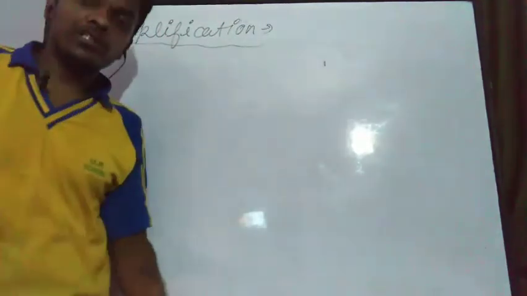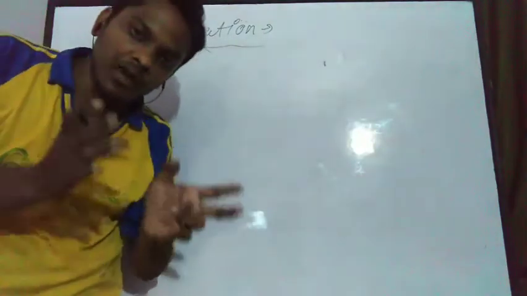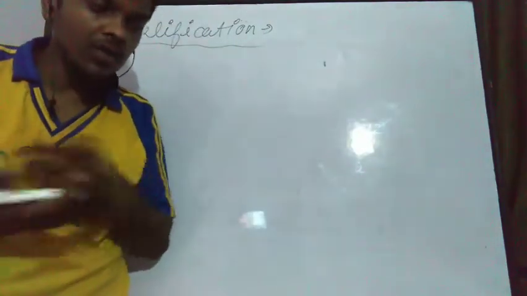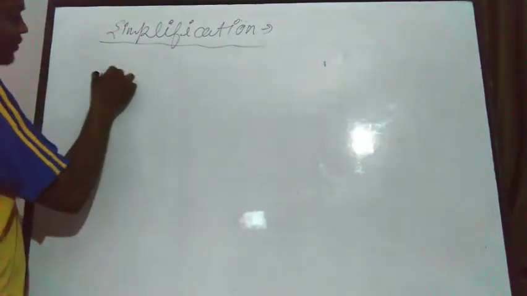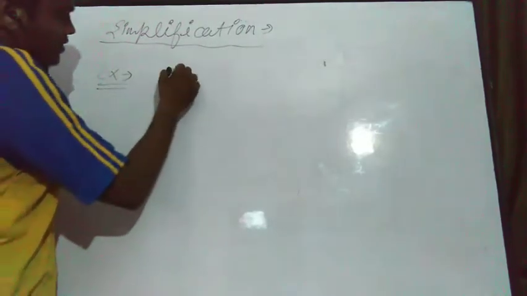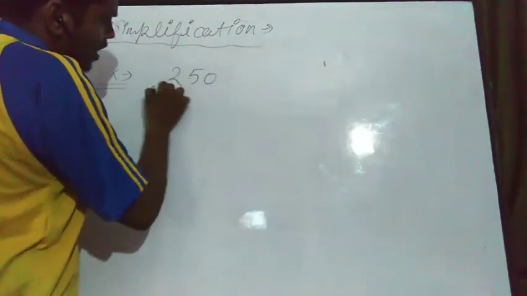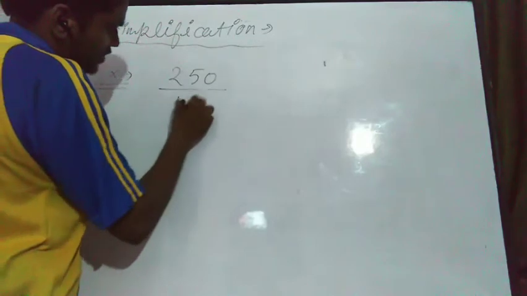So what is simplification? Simplification is just simplifying the fraction. How can we do that? See, we can take one example. The example is 250 upon 160.